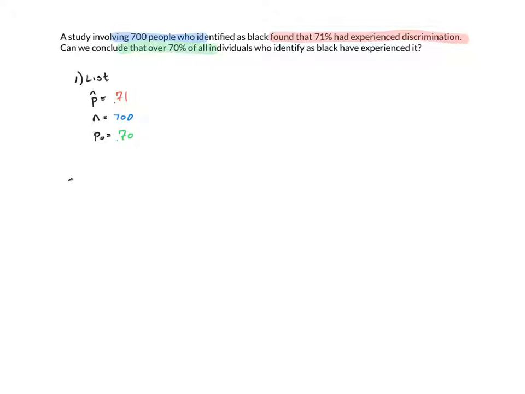After I found that, the next step is going to be to go ahead and write out my hypothesis. To write my hypothesis, I need h naught and ha. H naught's my null hypothesis. That is what I'm trying to assume. So I'll have P equals, that is, I'm assuming that the proportion of all individuals who identify as black who have experienced discrimination is, and I put p naught in here, so 70%. I always put whatever my assumed value is right here, because it's what I'm assuming.